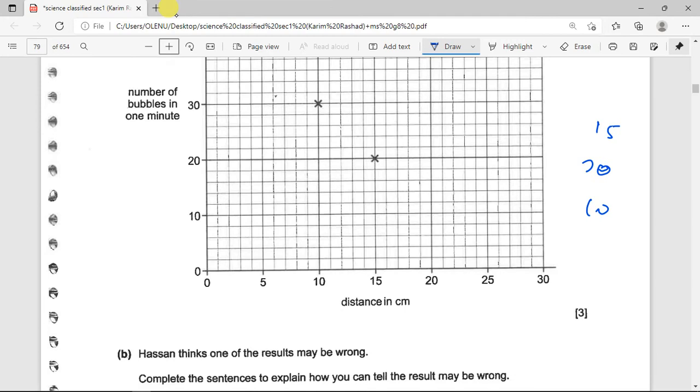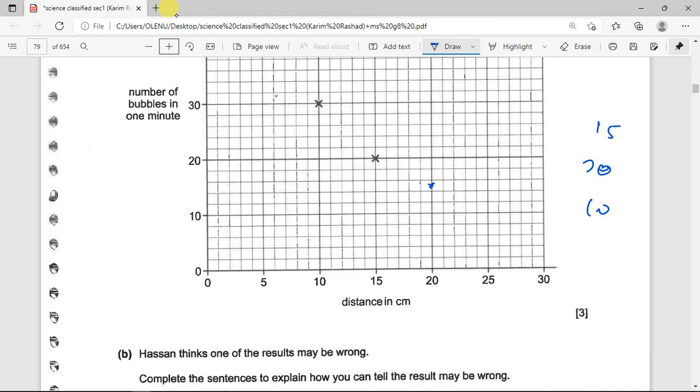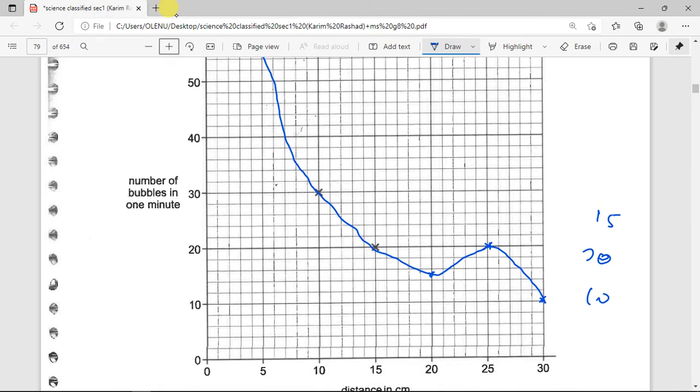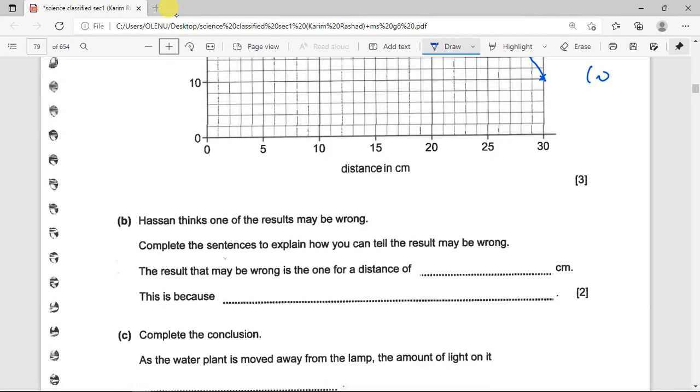So at a distance of 20, we have 15. If this is 10 and you have 5 in between, half here will give you 15. At 25 I have 20, and at 30 I have 10. So my line will be in this format. That's it, 3 marks.